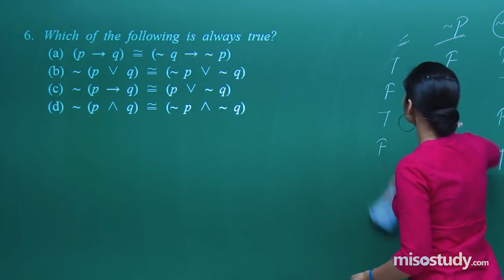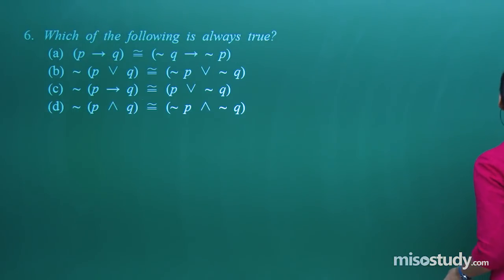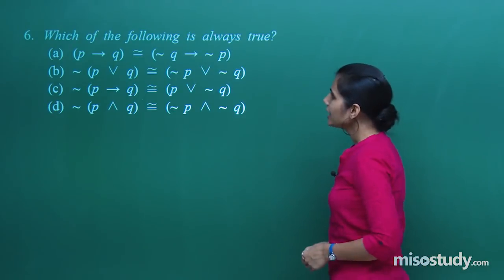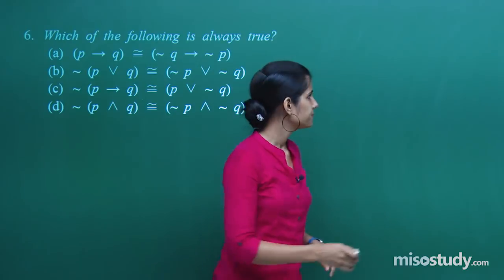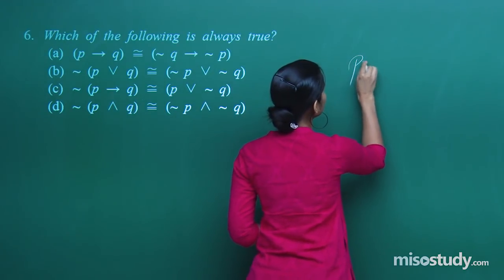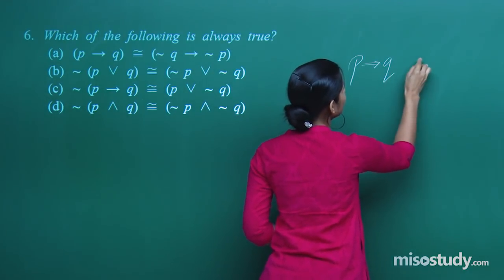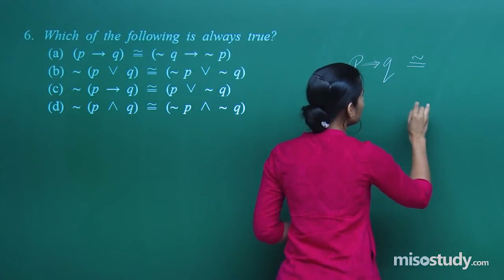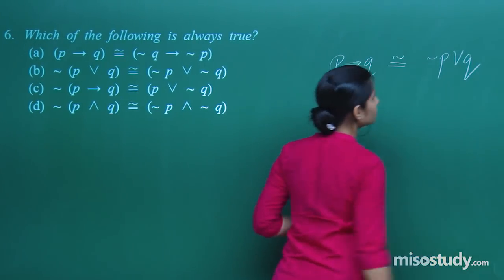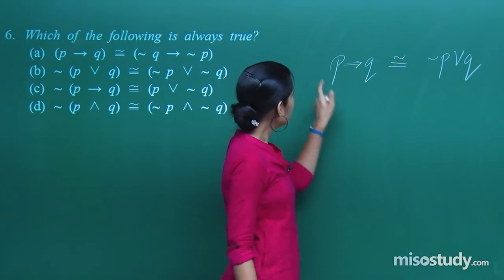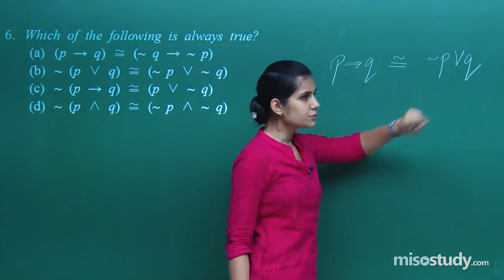Moving to the next question, which of the following statements is always true? Let's see. P implies Q is logically equivalent to not Q implies not P. You should know that P implies Q is actually logically equivalent to not P or Q. This we've done.